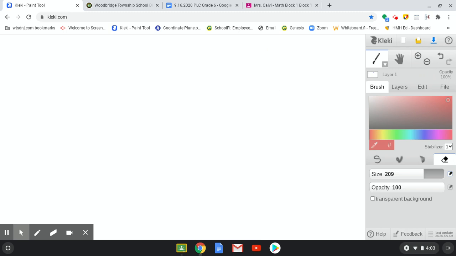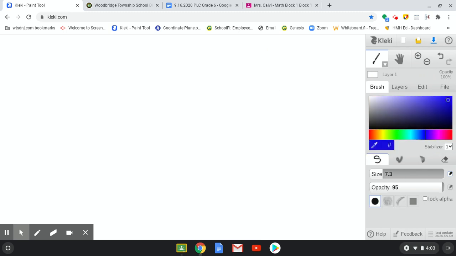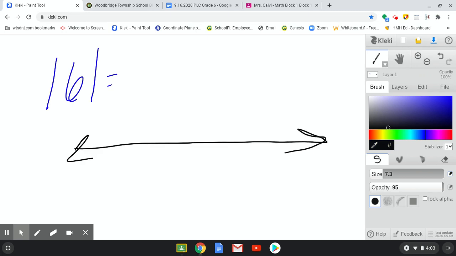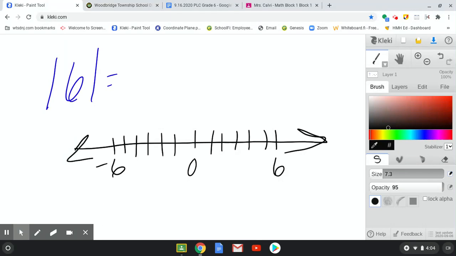All right, so if I had the absolute value of 6, and I wanted to know what that equaled, the absolute value of 6 is, well, how many units is +6 away from 0 on the number line? I'm saving time. I'm not writing all of the numbers in. So +6 is 1, 2, 3, 4, 5, 6 units away from 0. So the absolute value of 6 is 6.